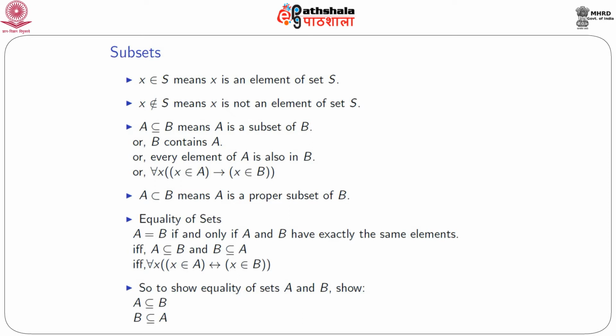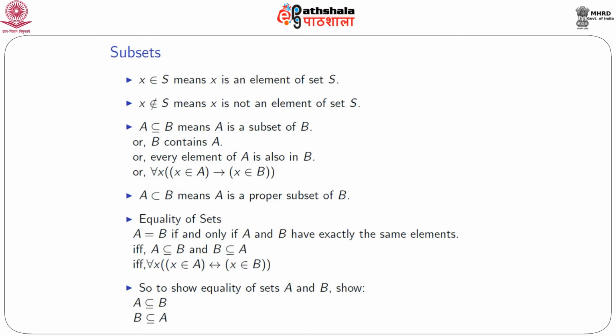We can interpret it in this way. That means B contains A. B is a bigger set. Or we can say every element of A is also in B. Or we can say that for all x, if x belongs to A implies x belongs to B, then we can say that A is a subset of B. Now, if I remove the equality, it is called a proper subset. This symbol means A is a proper subset of B.